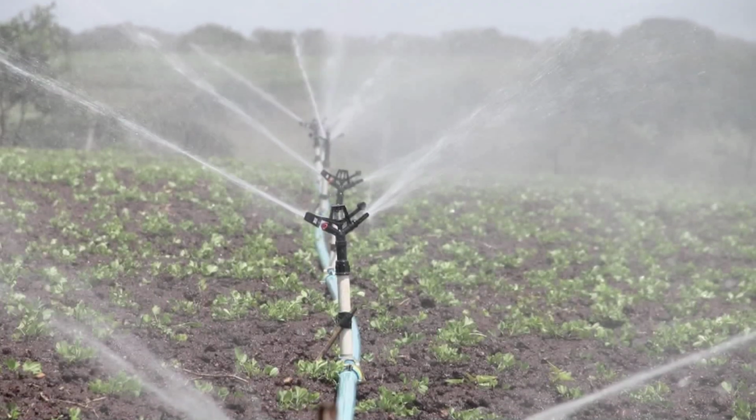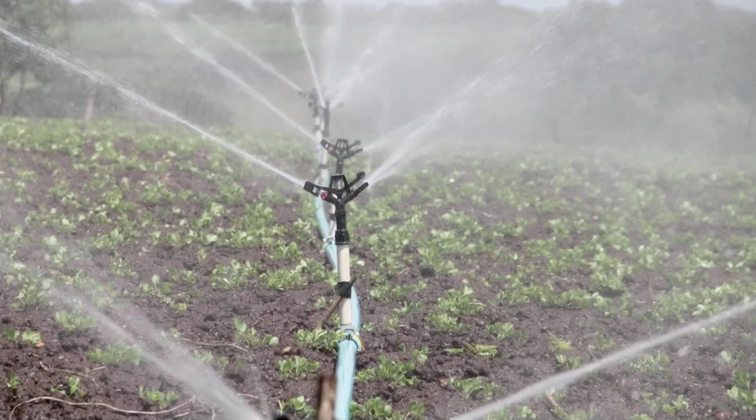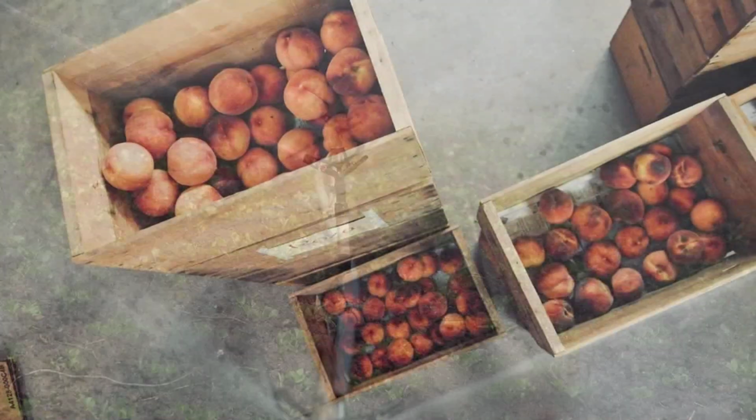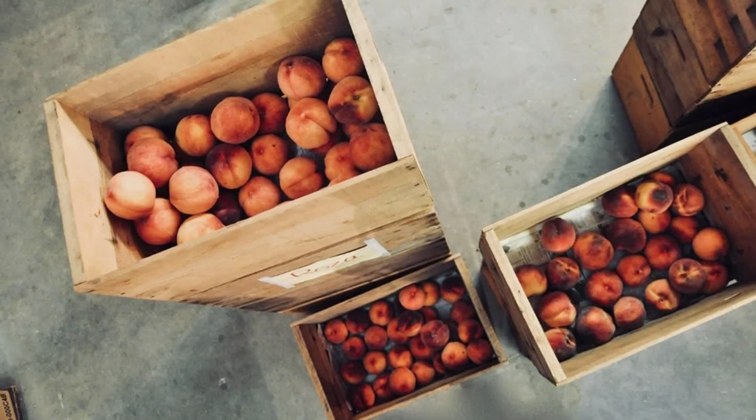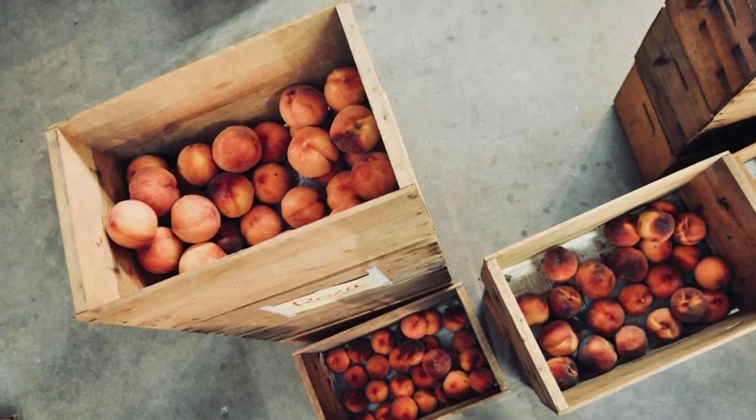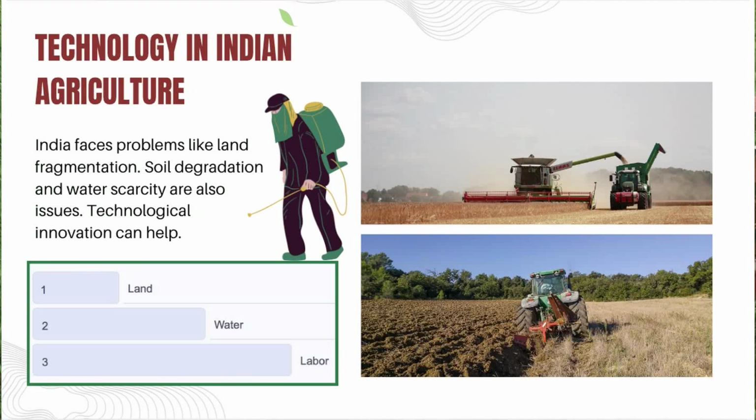The third one is energy: high cost and limited access to electricity hinder modern technologies like drip irrigation as well as cold storage. And the next one is labor: unavailability and shortage of skilled labor, due to urban migration as well as low wage rates, especially during the peak seasons. So these are certain issues associated with Indian agricultural systems.